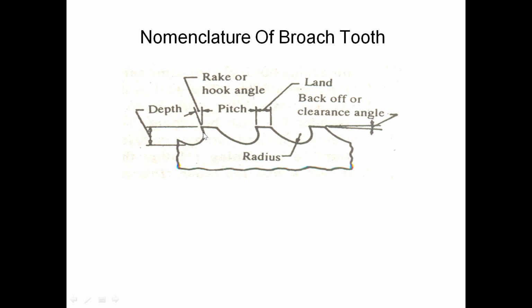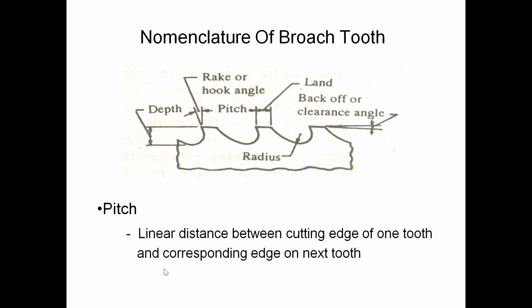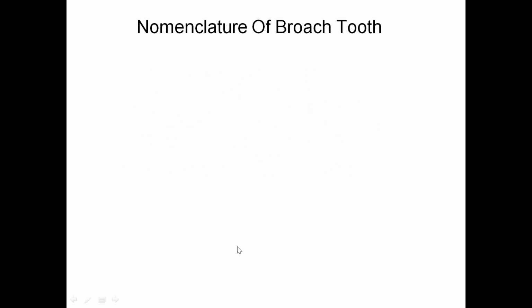And this distance is called depth of cut or depth. From this cutting teeth to this bottom radius, this distance we can call a depth. Up to this extent, that much metal we are able to remove, that much depth of cut we can make. That's why we call it depth or depth of cut. So this will be the nomenclature of the broach teeth. I already explained this here.